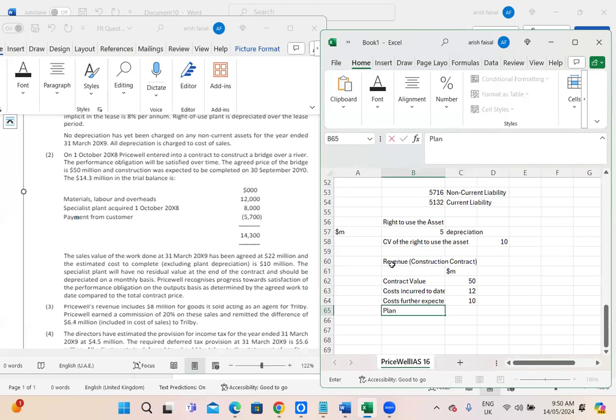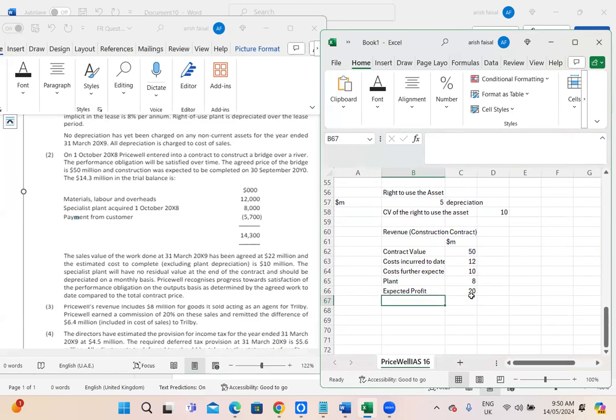And then you also have a plant, right, for 8 million specifically for this asset. So we are expecting a profit on this construction contract of 50 minus 12 minus 10 minus 8. So we are expecting a profit of 20 million on this contract. So once you have identified the expected profit on this, then the second stage, what you can simply do is find out the percentage of completion.